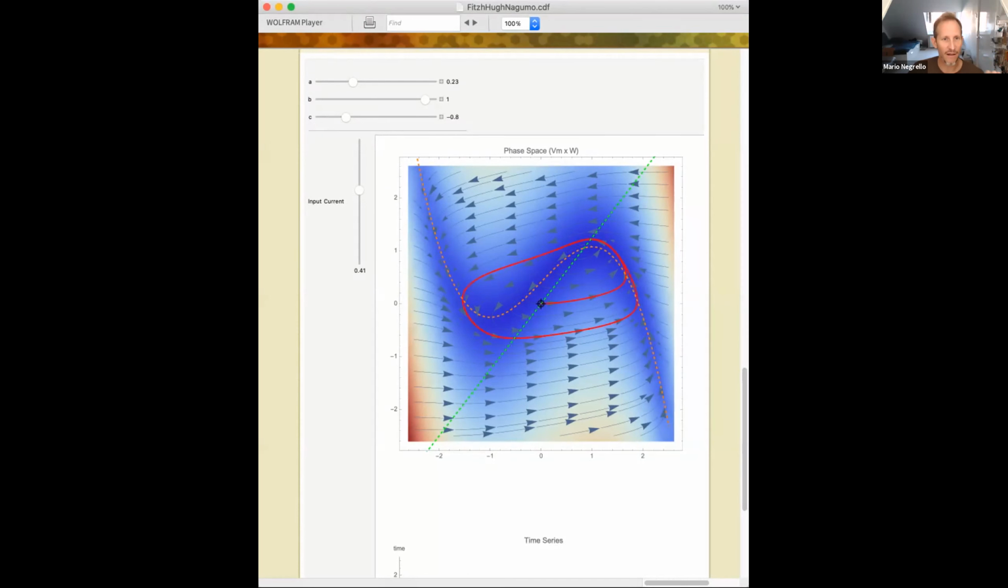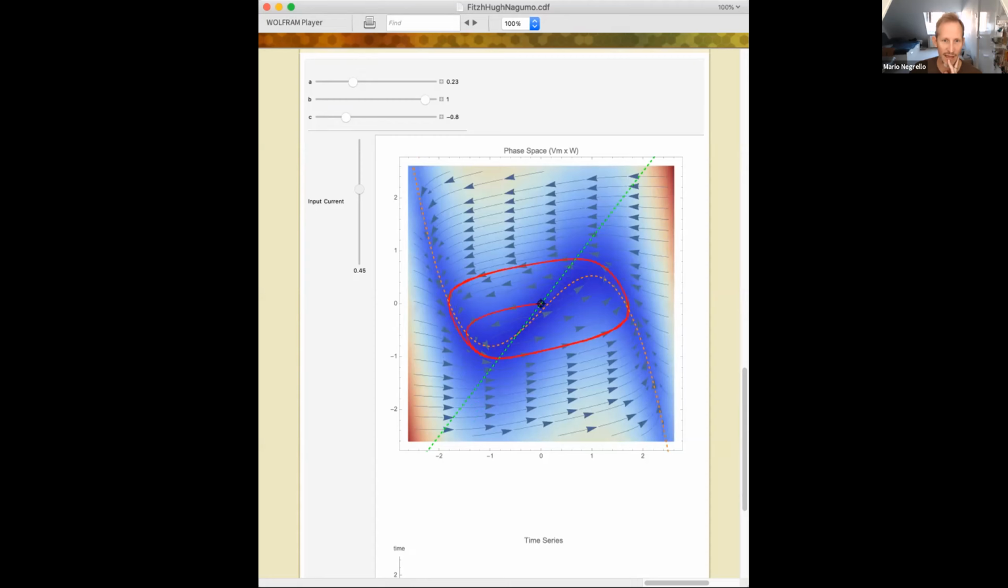So here, this is the Fitzhugh-Nagumo model. And the Fitzhugh-Nagumo is, in certain respects, similar to the adaptive exponential that we've been playing with before. I'll get to you in a short second, Luca.